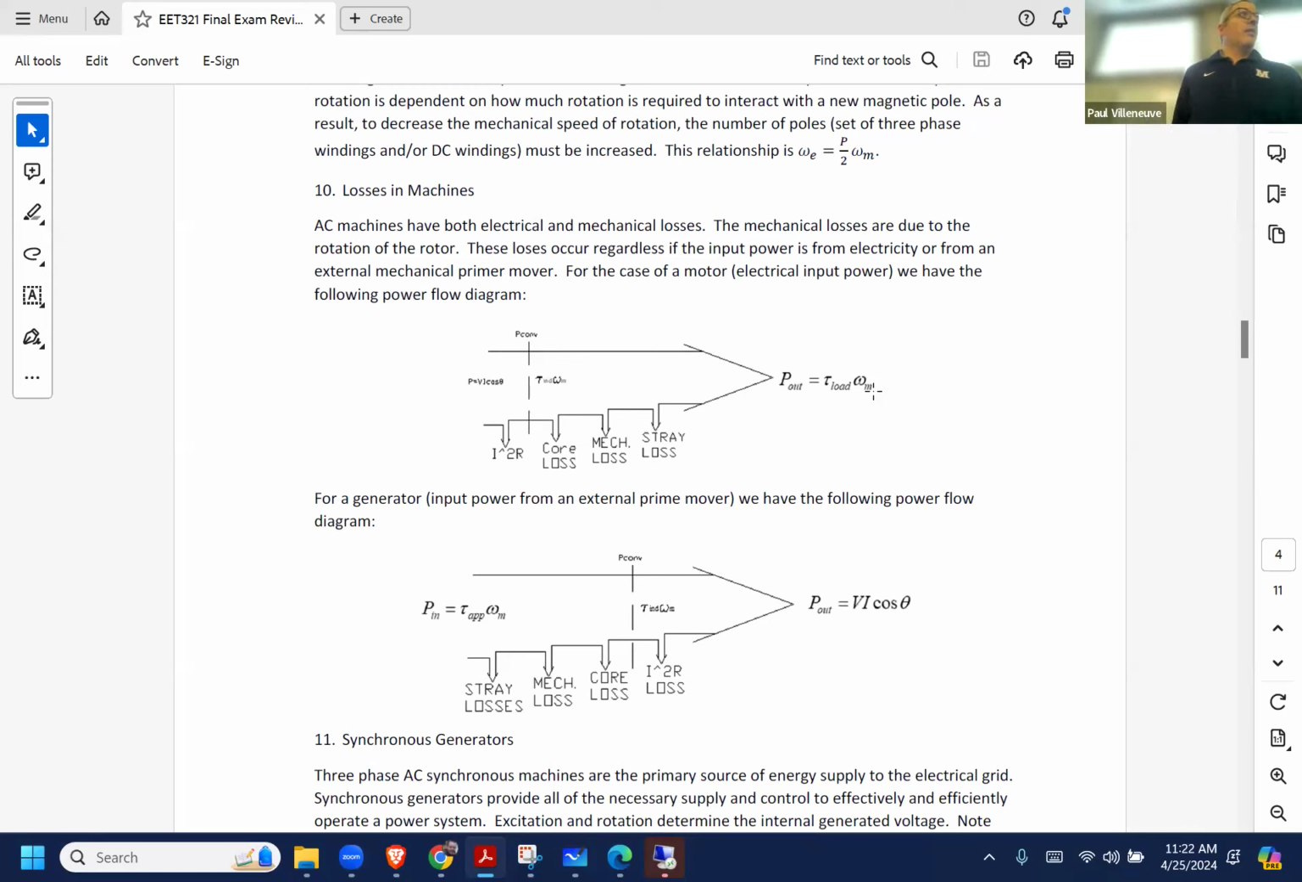The opposite case, our mechanical power is input. So we have some sort of torque being supplied by something. I don't know what it is, but something. Now you've got to take out the opposite. You need to take out the mechanical losses first, then you take out the electrical losses, and then you've got an output actual power.